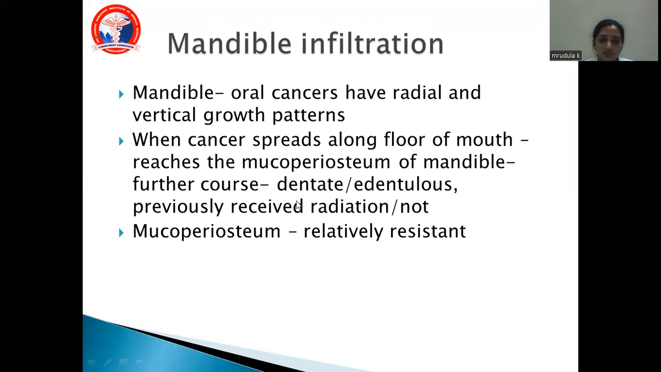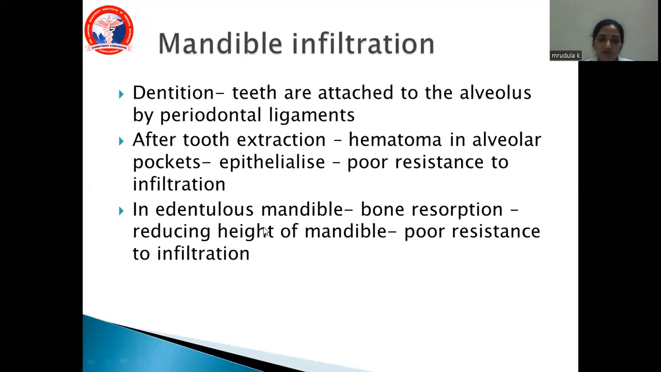A dentate or edentulous mandible may be present, or previous radiation may or may not have been given. When the tumor reaches the mandible, the mucoperiosteum is relatively resistant. Once there is no dentition after tooth extraction, this mucoperiosteum is disrupted. When there is dentition, teeth are attached to the alveolus by periodontal ligaments. After tooth extraction, there is a hematoma in the alveolar pockets which epithelizes, and there is poor resistance to infiltration.